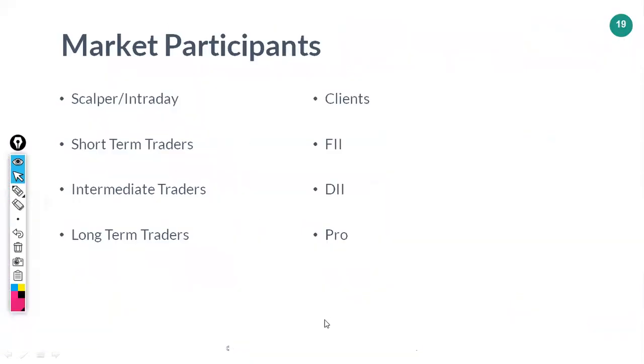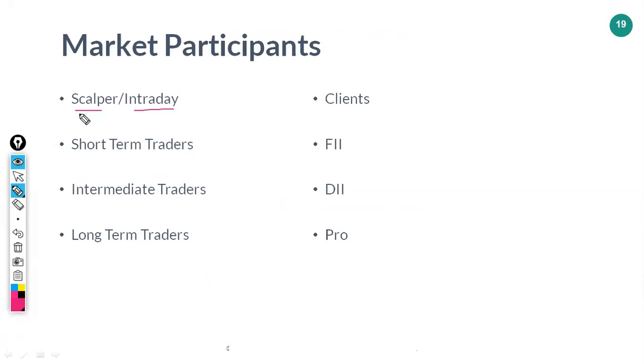So let's talk about market participants. There are a variety of market participants. Mostly, market profile classifies them as scalpers and intraday traders. Scalpers' maximum trading time will be anywhere between a couple of seconds to a couple of minutes. They don't hold for even 1 or 2 hours. A scalper comes in looking for 5 or 10 points in Nifty, takes those short points, and then moves away.